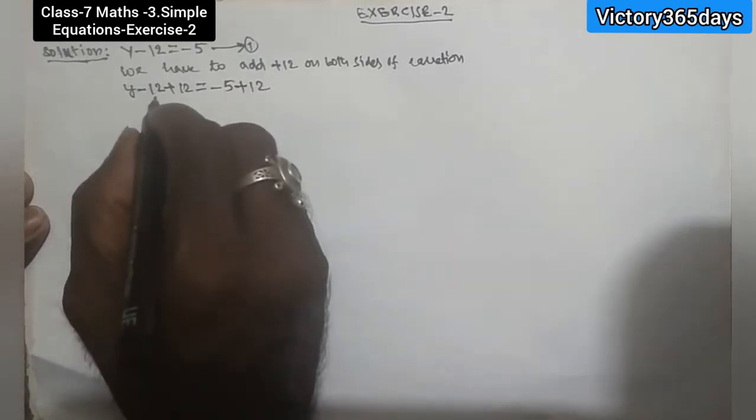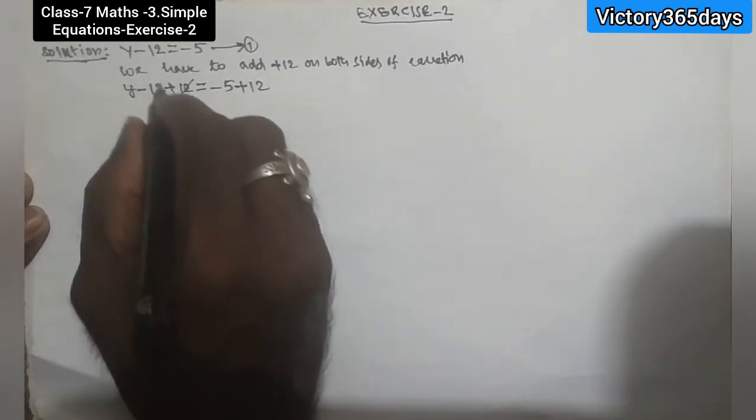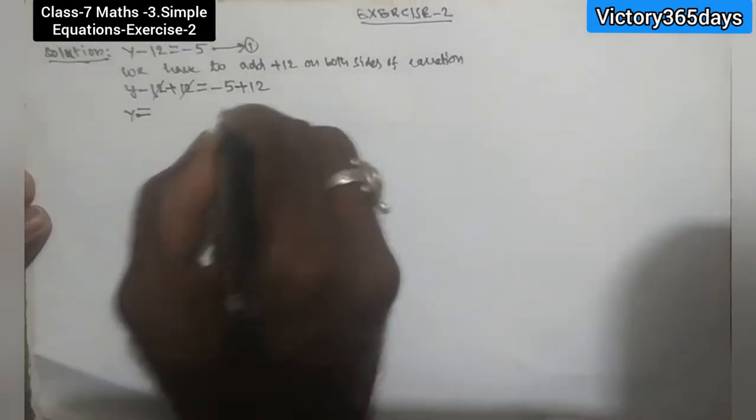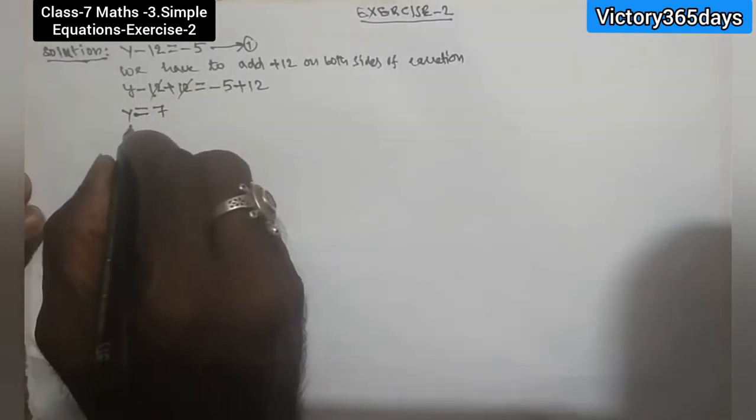So here, 12 is added on both sides. Y minus 12 plus 12 equals minus 5 plus 12. Minus 12 plus 12 are both cancelled. So here we have y only, and minus 5 plus 12 is there. So what we get here is plus 7 only. So we get the y value.